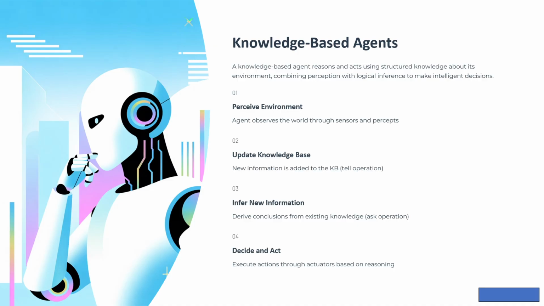Second, update the knowledge base. The agent adds new information to its memory. This is often called the tell operation. Third, infer new information. Using logic, it deduces new facts from what it knows. This is the ask operation. And finally, decide and act. Based on what it knows and has deduced, the agent chooses an action and carries it out. This is the foundation for all advanced AI. Collect data, build knowledge, reason about it, and then act intelligently.